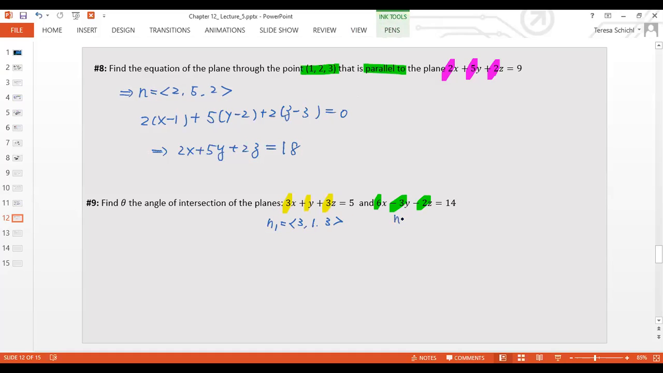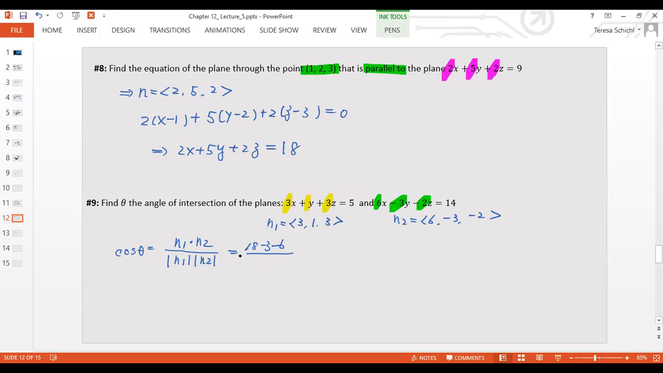So the second normal vector for this plane is 6, -3, -2. Because the angle intersected by the plane is the same as the angle intersected by these two vectors, right? So we know cosine theta is equal to what? Equal to n1 dot n2, over the length of n1 times the length of n2. So n1 dot n2 is 18 minus 3 minus 6.